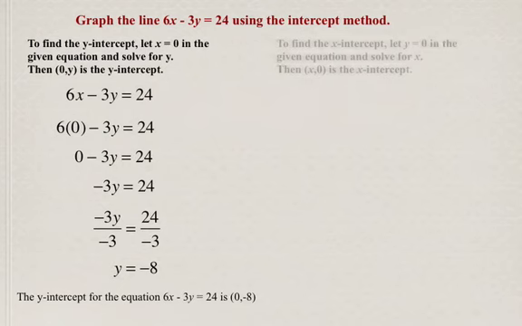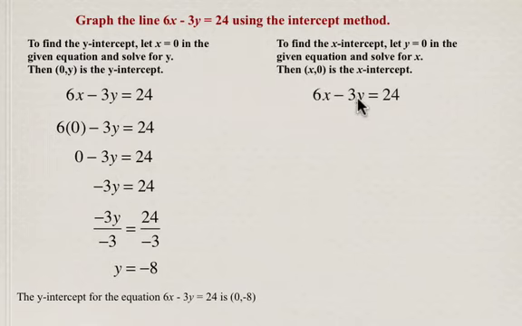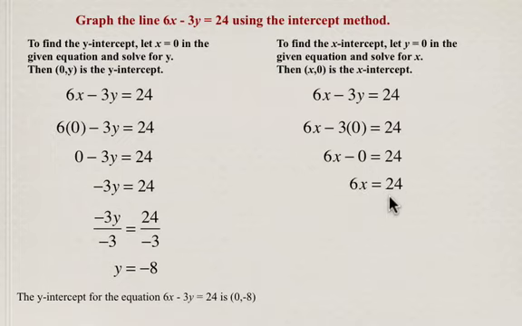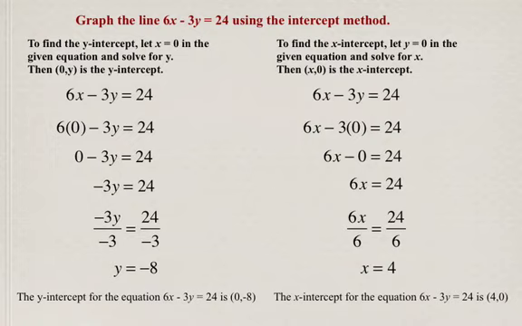Now we're going to find the x-intercept by letting y equal 0 and solving for x. So we sub in y equals 0. 3 times 0 is 0, 6x minus 0 is 6x, we divide both sides by 6, and we're left with x equals 4. So the x-intercept for this equation is (4, 0).